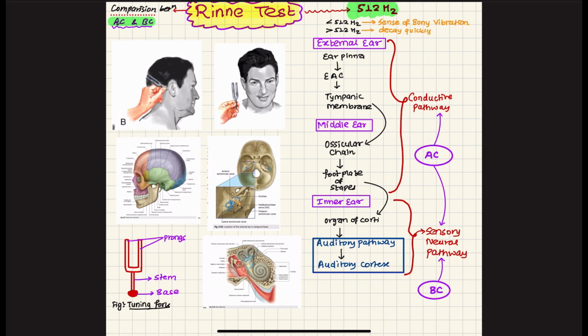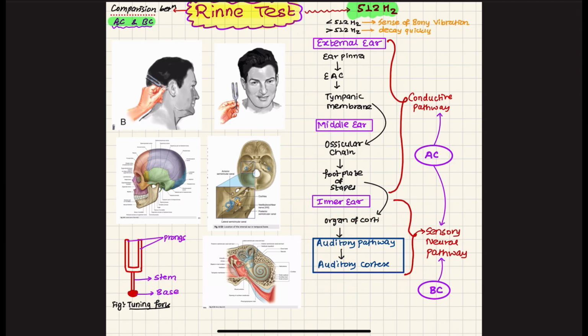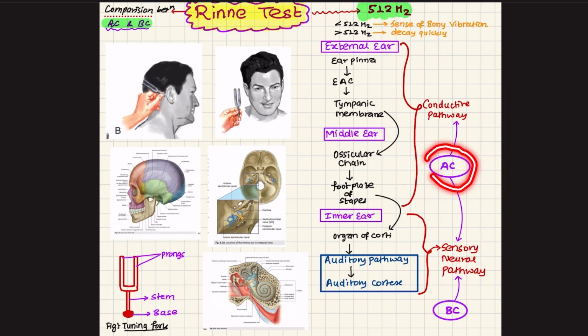So for bony conduction, this pathway will cause little obstruction. For the air conduction also, this pathway will cause little obstruction. But yes, the sound is being amplified in the middle ear for the air conduction. So still air conduction is more than the bony conduction in the sensory neural hearing loss.